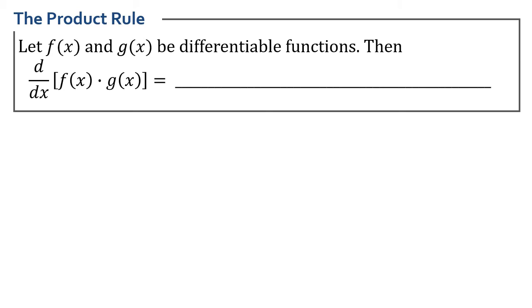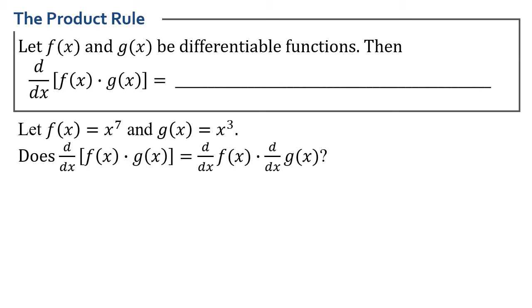So intuitively, I would think, oh, well, since the derivative with respect to x of a sum, f of x plus g of x, I could just take the derivative of each of them and then add them together. Same with the difference. So I bet this would be the same thing as taking the derivative of f times the derivative of g. Let's see if that's the case. So let's look at an example. Let f of x equal x to the 7th and g of x equal x cubed. Let's see if this is true, what we would intuitively think would be the case.